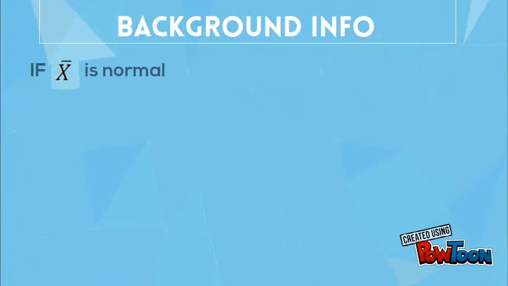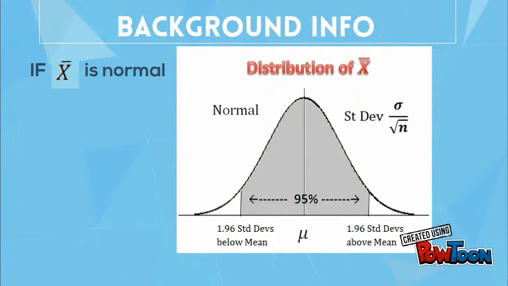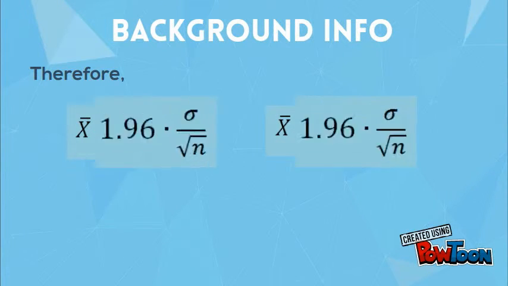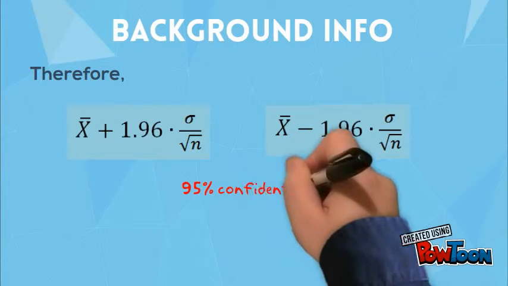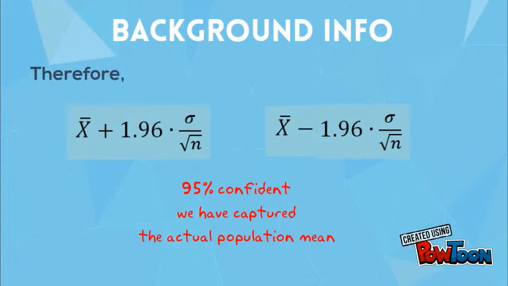If x bar is normal, then there is a 95% probability that x bar is within 1.96 standard deviations, that is, standard errors, of its mean mu. Therefore, if we add and subtract from the sample mean the quantity 1.96 times the standard error of x bar, we will be 95% confident that we have captured the actual population mean mu.